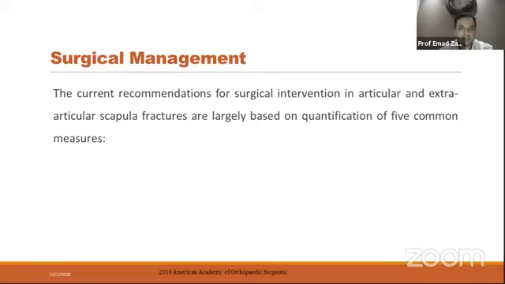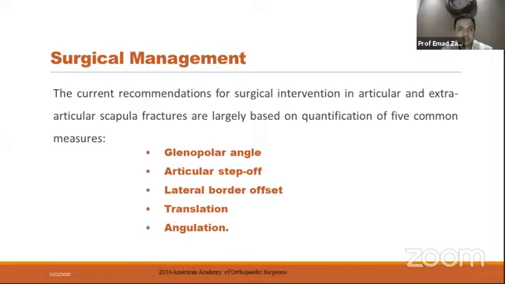The current recommendation for surgical intervention in articular fracture of the scapula is largely based on quantification of the 5 common measures. So we have to measure all these parameters to decide whether to conserve or to operate. The glenopolar angle is very important. The articular step off is very important. The lateral border offset and the degree of translation and the degree of angulation.